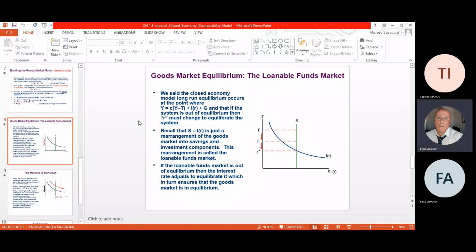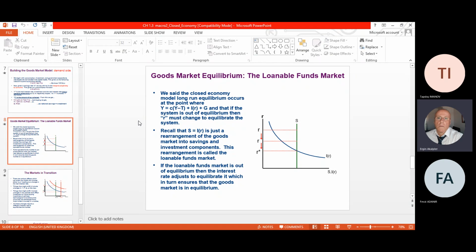And if the loanable funds market is out of equilibrium, then the interest rate adjusts to the equilibrium, which in turn ensures that the goods market is in equilibrium, as you are observing, where saving and investment intersect each other at R star.